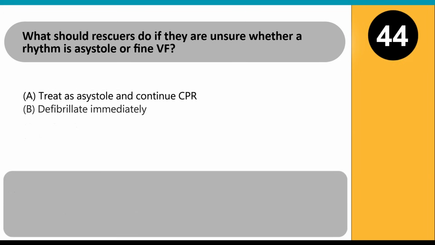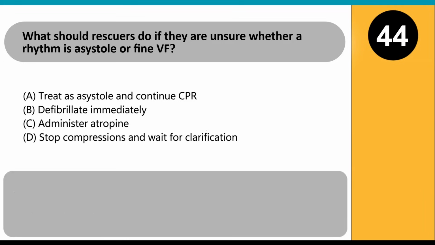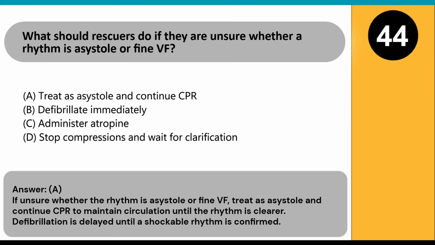What should rescuers do if they are unsure whether a rhythm is asystole or fine VF? A. Treat as asystole and continue CPR. B. Defibrillate immediately. C. Administer atropine. D. Stop compressions and wait for clarification. Answer: A. If unsure, treat as asystole and continue CPR to maintain circulation until the rhythm is clearer. Defibrillation is delayed until a shockable rhythm is confirmed.